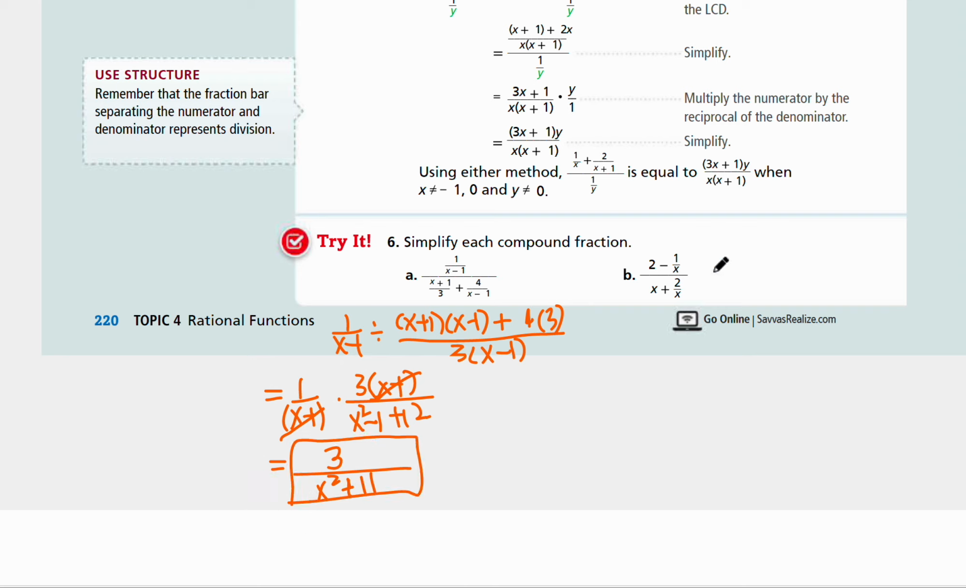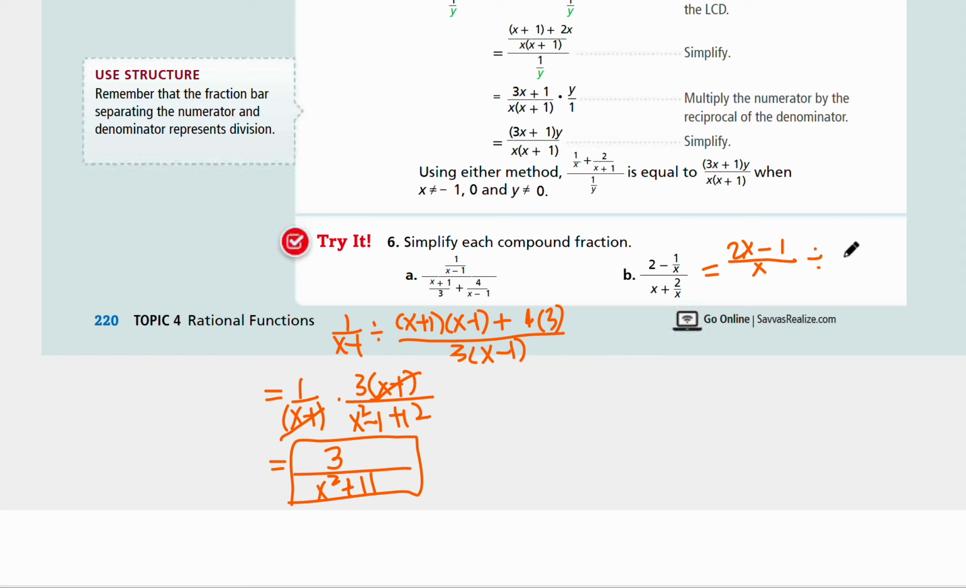Let's look at part B. 2 minus 1 over x divided by x squared plus 2 over x. And so this one, you have to rationalize the denominator for both numerator and the denominator. So let's first look at the numerator for this complex fraction. The denominator here is 1, and the LCM would just be x, right? So you multiply x with 2 to make a fraction. So 2x minus 1 over x would be the first numerator.